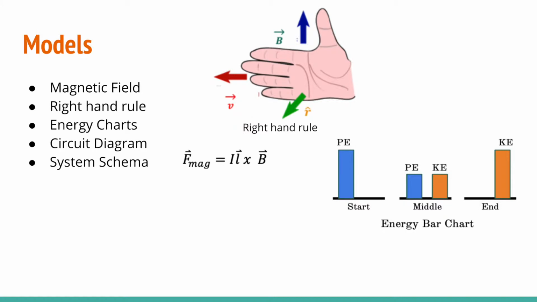Magnetic fields are created by the flow of current. Wires carry current, which creates a magnetic field. We use this theorem to create a magnetic field with our motor. Using the right-hand rule, we determine the direction of force, magnetic field, and velocity. Using energy charts, we were able to see that potential energy was high at the beginning of the revolution, in the middle, potential energy and kinetic energy are equal, and at the end, kinetic energy is high.